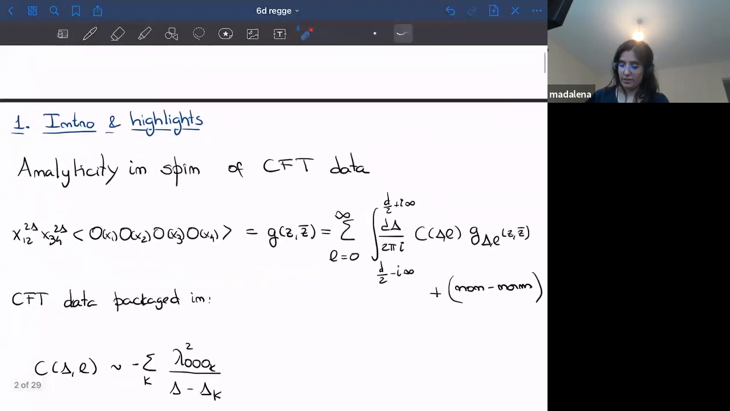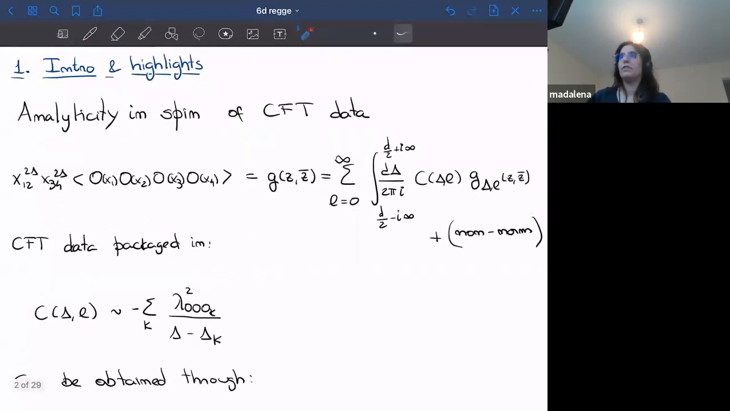So for this audience, I can be extremely brief in the background. Simon has shown us how the CFT data is analytic in spin, in the sense that if you're given a 4-point function, a correlator like this, you can write it as an integral over the principal series with some blocks and then with some function C(Δ, L) that basically packages all the CFT data in the sense that C(Δ, L) has poles where your operators are.